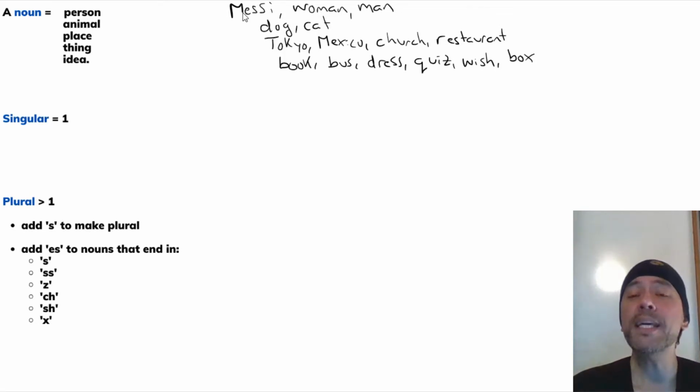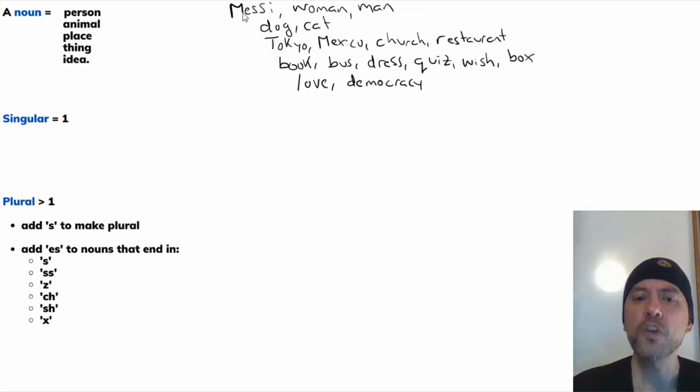And then probably the most difficult one to understand is that a noun could be an idea. So examples of nouns that are ideas are things like love or democracy. So these are all nouns. These are all examples of nouns.